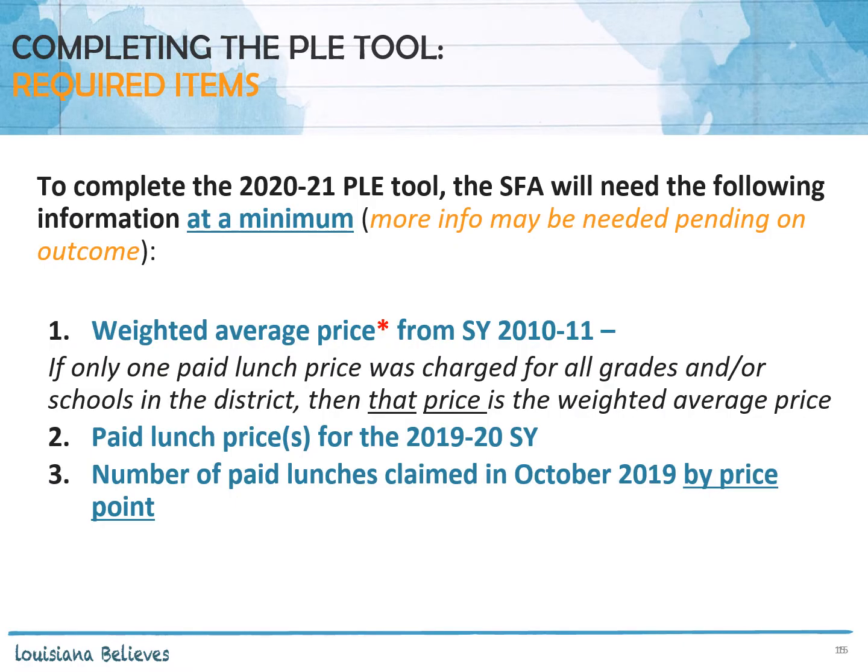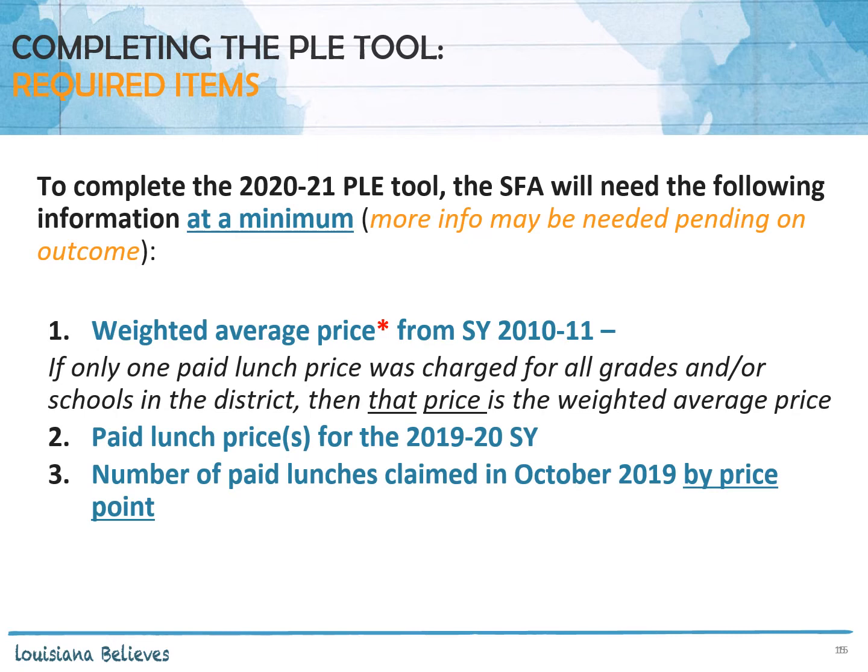In order to complete the 2020-2021 PLE tool, you will need the following information at a minimum. Number 1, the weighted average price from school year 2010-2011. If only one price point was charged for all grades and or all schools in the district, then that price is your weighted average price. However, if the SFA charged multiple paid lunch prices in the 2010-2011 school year, additional information will be needed in order to calculate the weighted average price.